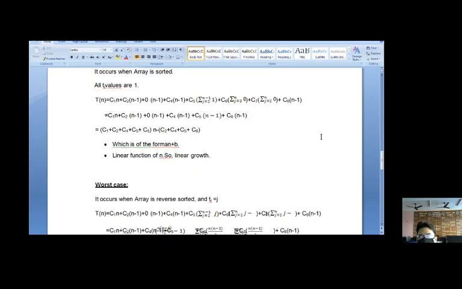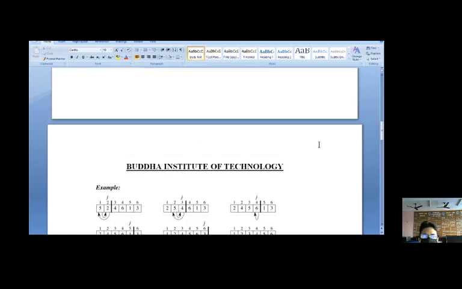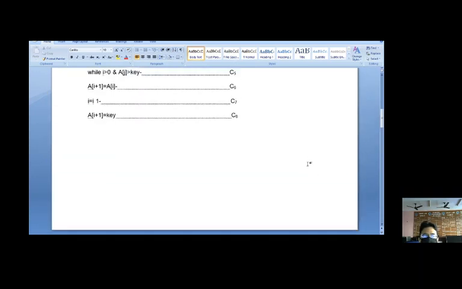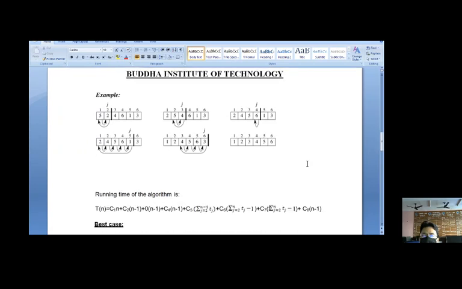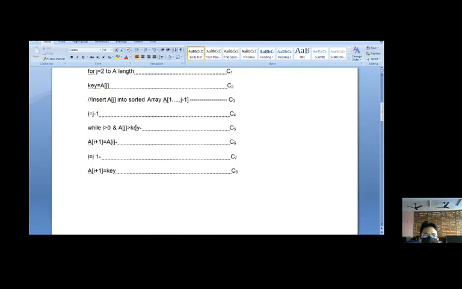Here we should notice that the C6 and C7 terms have been eliminated. These terms have been eliminated because the array is already sorted. When the array is already sorted, the while condition that A[j] is greater than the key will not be satisfied.